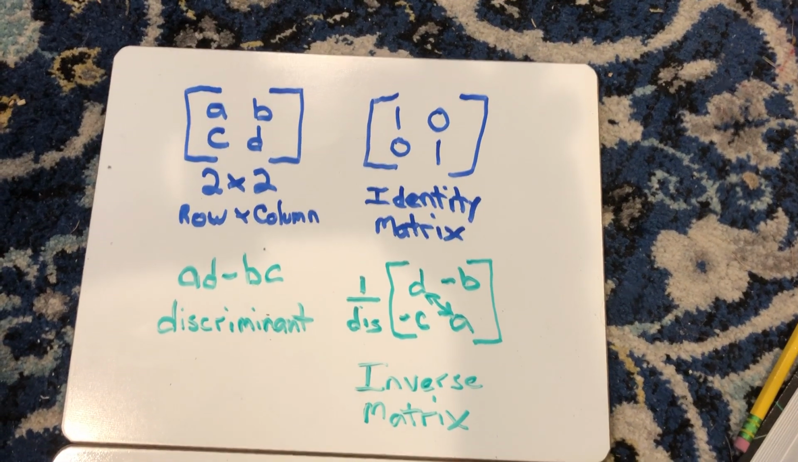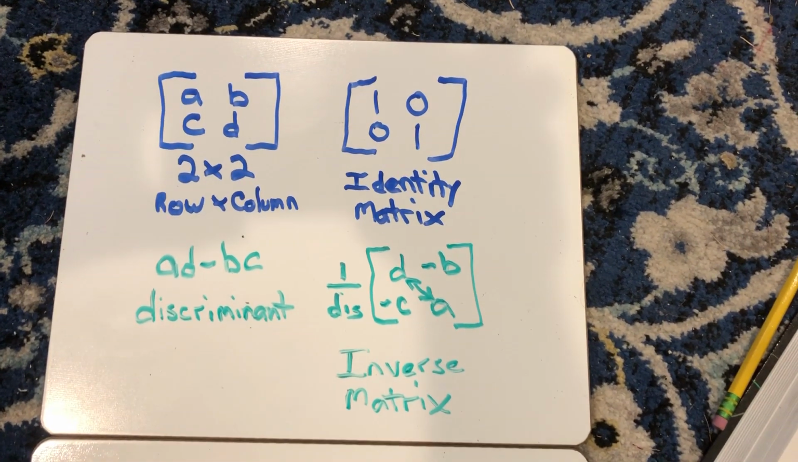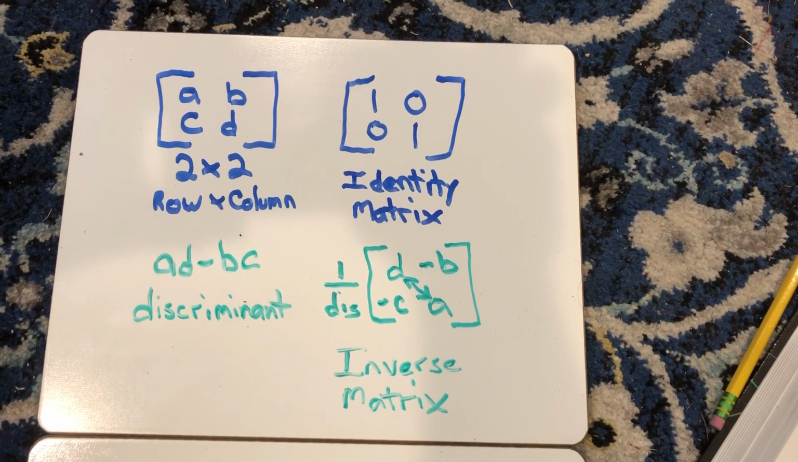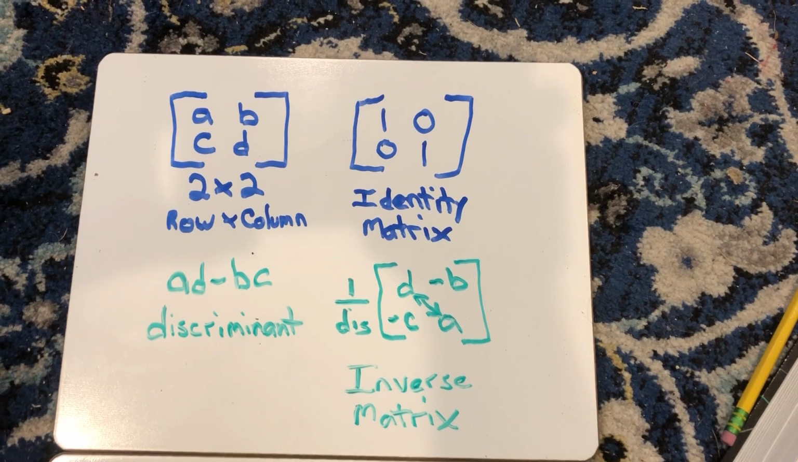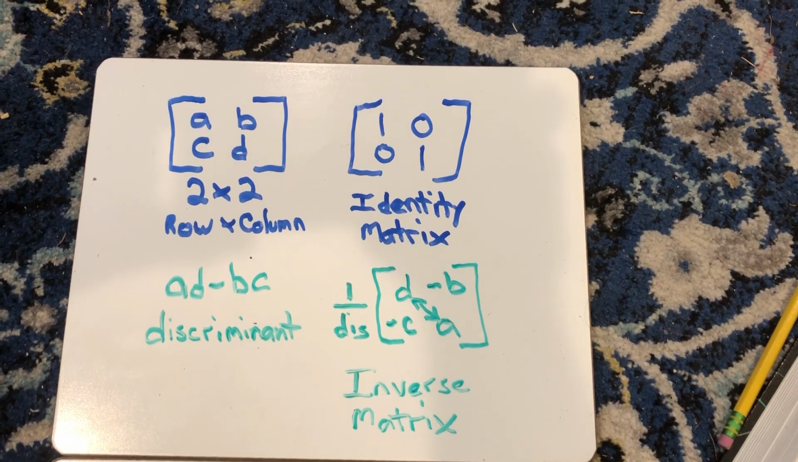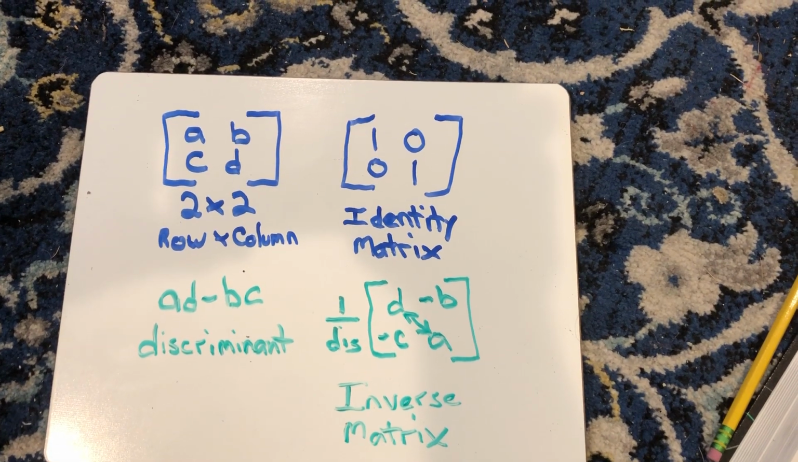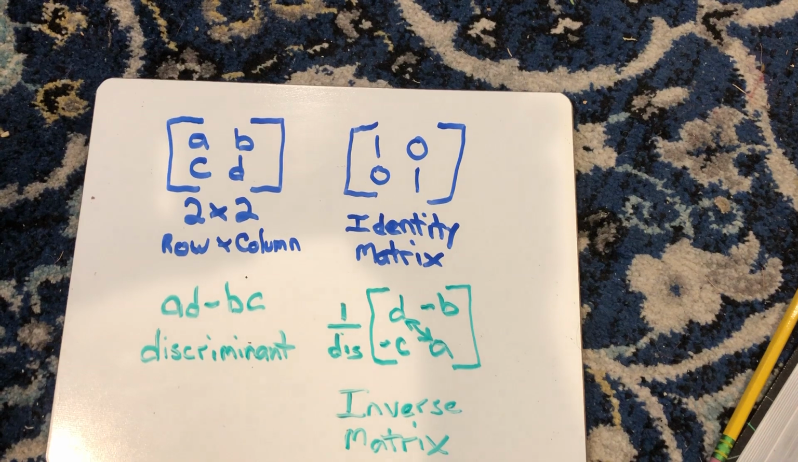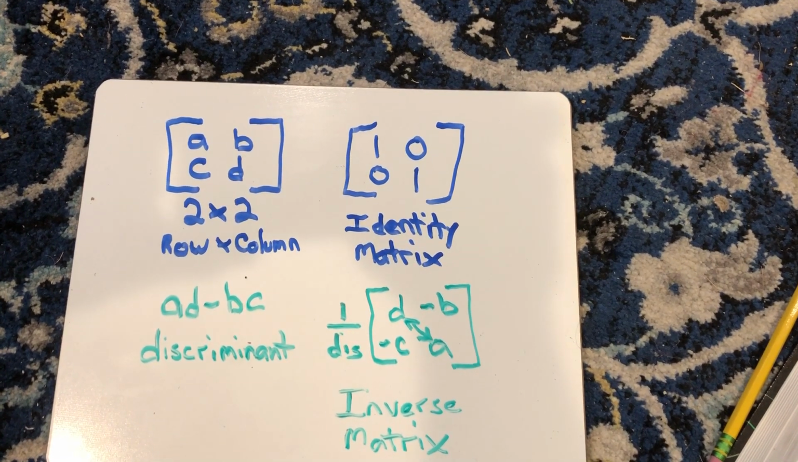Now we need to be able to find a discriminant for it. So we're going to multiply A times D, the top left times the bottom right, minus B times C, the top right times the bottom left, and that's going to give us our discriminant. We're going to use that in order to find the inverse matrix, which is 1 over the discriminant. We're going to swap places of A and D, and we're going to take B and C and make them negative.